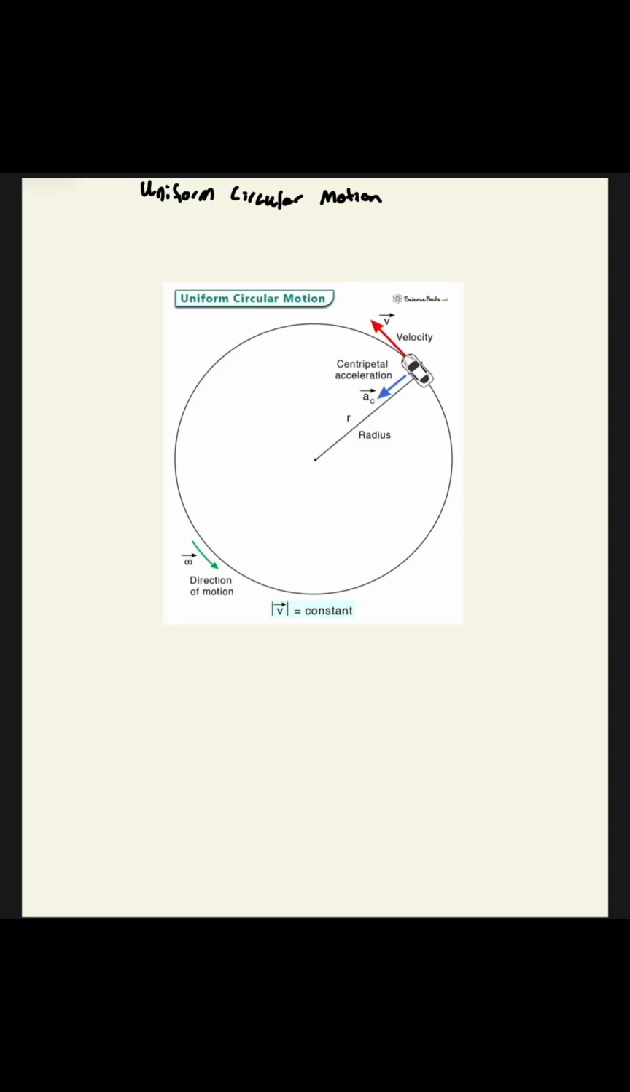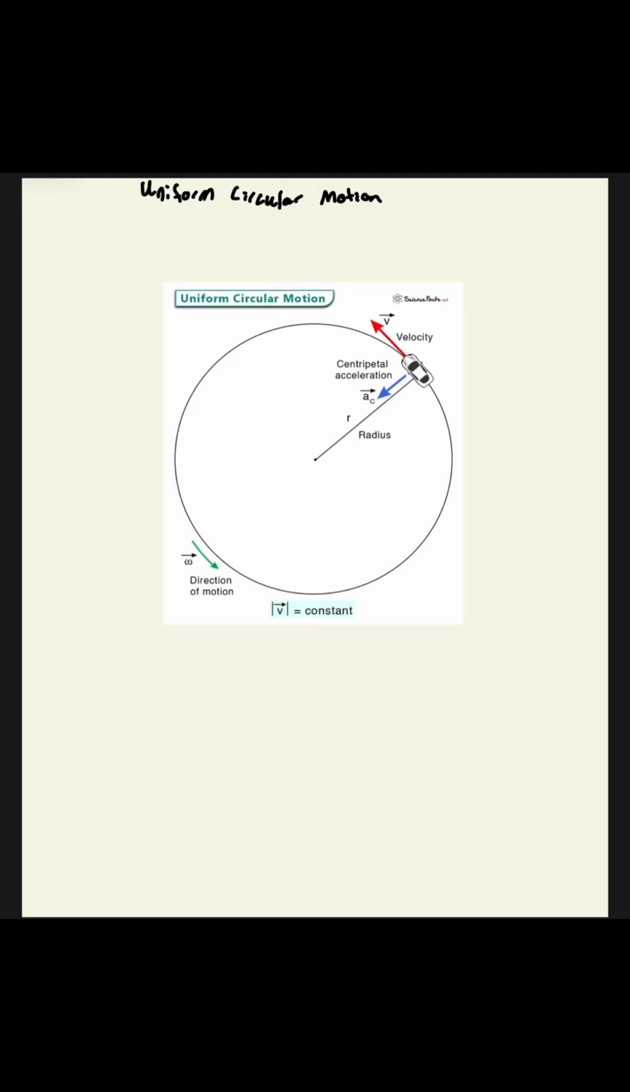The key distinction is between speed and velocity. Speed is a scalar that remains constant. However, velocity is a vector because it has both magnitude and direction. Because the direction of motion changes continuously as the object moves around the circle, the velocity is constantly changing.